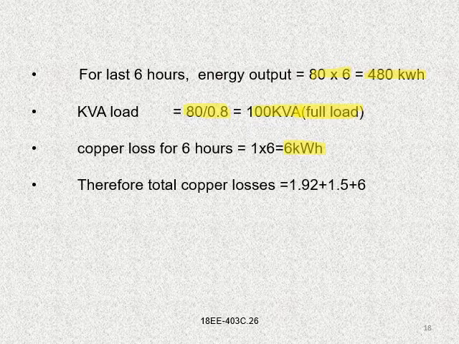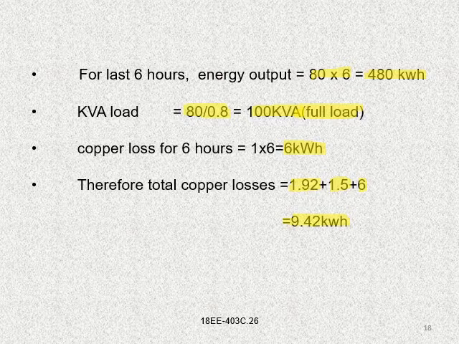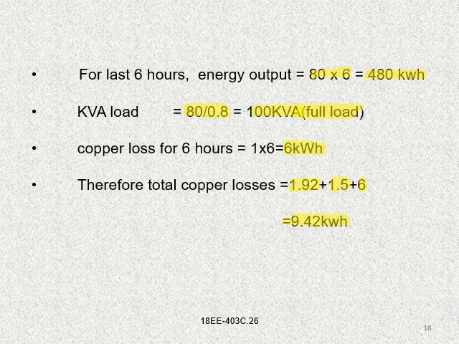Therefore, the total copper losses for all the durations and all the loads are: first 1.92, then 1.5, and 6, in a total of 9.42 kilowatt hours. Therefore, the total copper loss is 9.42 kilowatt hours.